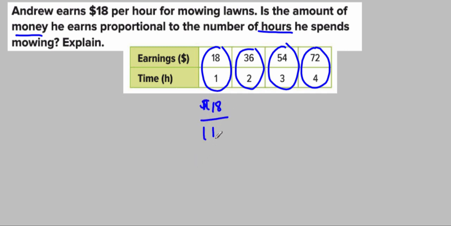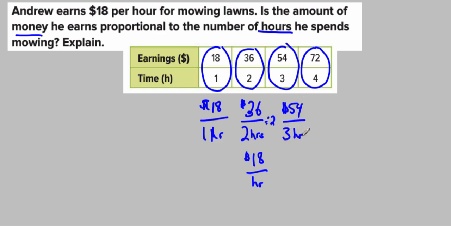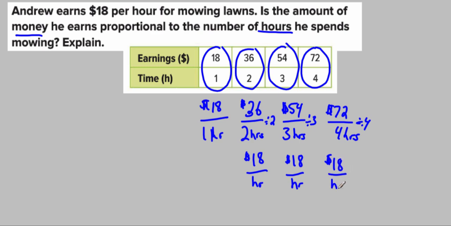$18 for 1 hour. That's already a unit rate, so we're good there. $36 for 2 hours. So we divide by 2, and I get $18 an hour. So I'm still the same there. $54 for 3 hours. So I divide by 3, and again I get $18 an hour. And then the last one, $72 for 4 hours. Notice on my rate I still have my units. I show my work. I don't just do one of them or 2 of them. I do all of them. In this case, I get $18 per hour.